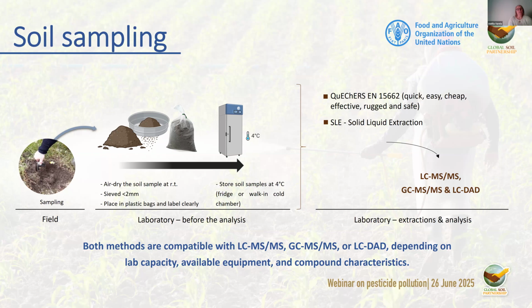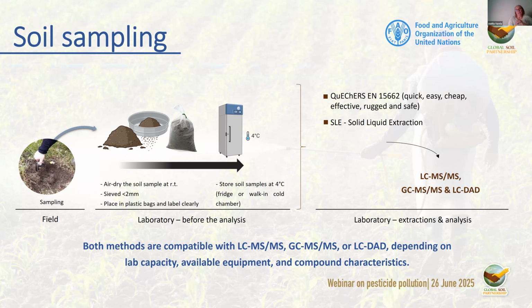The preparation steps include drying at room temperature, sieving to under 2 millimeters, labeling in plastic bags, and storing at 4 degrees to preserve sample integrity. This prepares the samples for extraction.